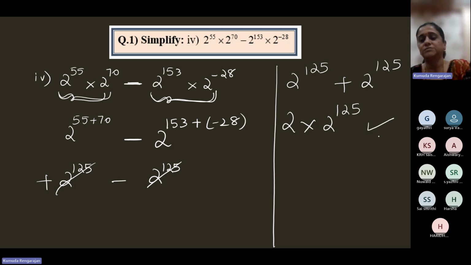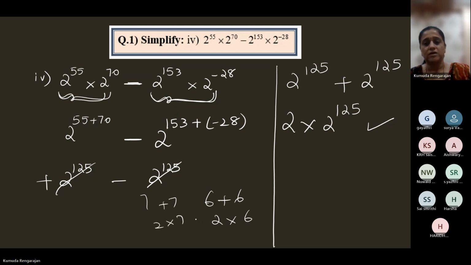Is this understood? Repeated addition is multiplication. So like you say, 6 plus 6 is 2 into 6, 7 plus 7 is 2 into 7. So 2 to the power 125 plus the same thing, 2 to the power 125. Repeated addition is multiplication, so 2 into 2 to the power 125.